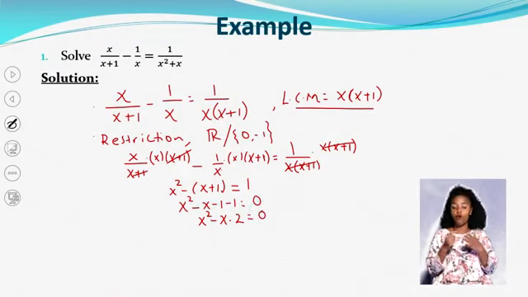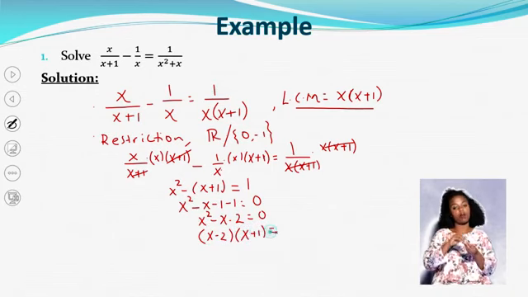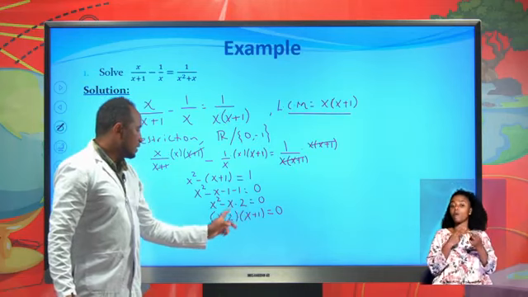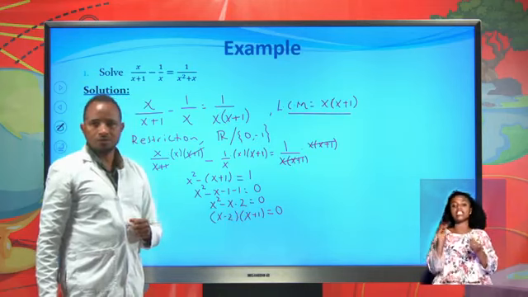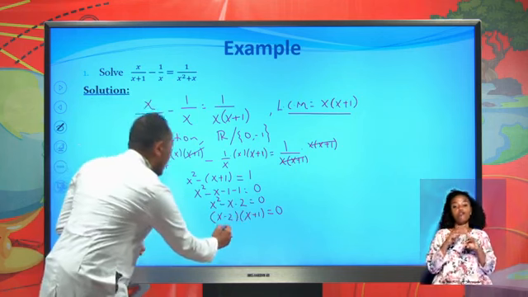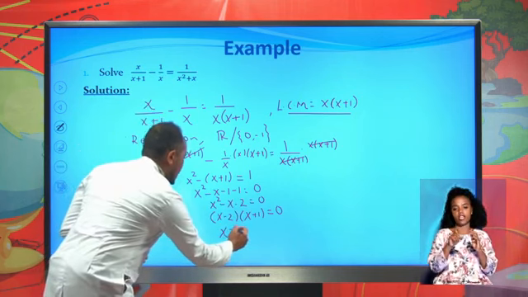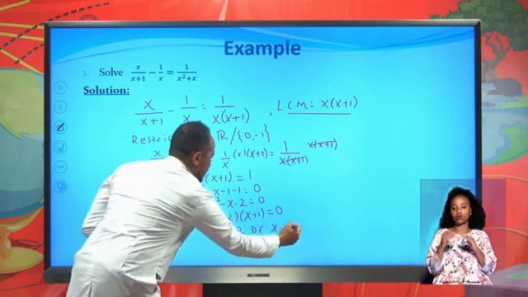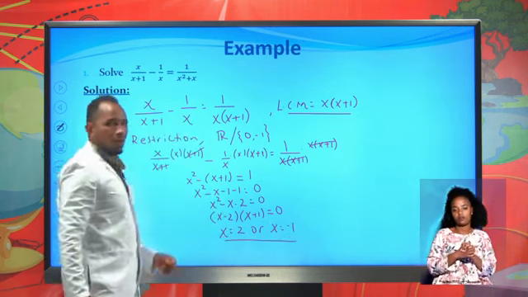So factorizing this, you have x minus 2 times x plus 1 gives you 0. The product is minus 2 and the sum is minus 1. Therefore, from this, the value of x is either 2 or negative 1. We have arrived at this.